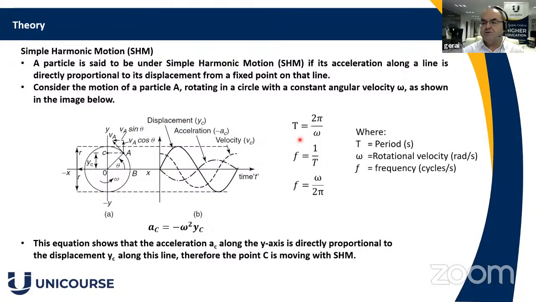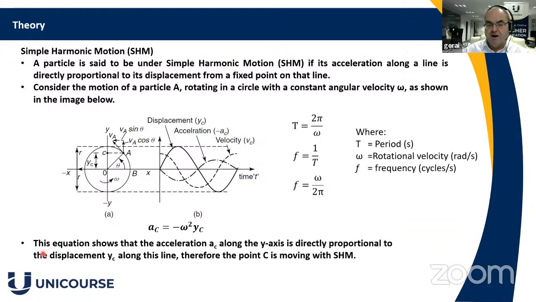Now, if you look through your notes, what you'll find is that there's a derivation of this equation that I'm highlighting now, where the acceleration of point C, so that's the acceleration of point C up and down that y-axis, is equal to minus omega squared times the displacement yC. So what that tells us is that the acceleration is directly proportional to the displacement. So the greater the displacement, the greater the acceleration. And that's the definition of simple harmonic motion.